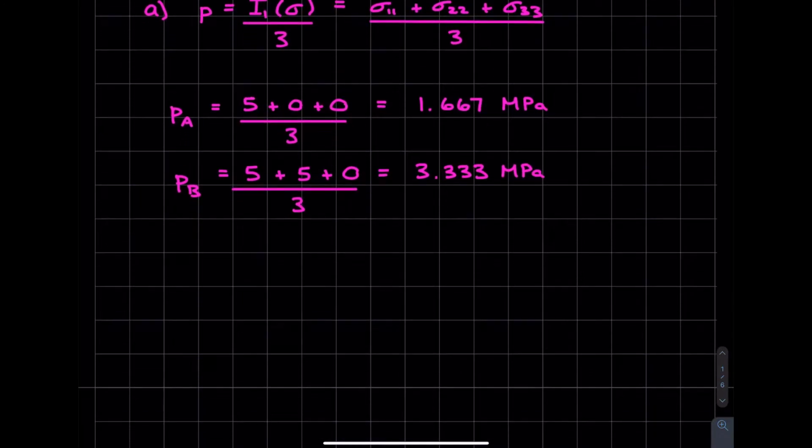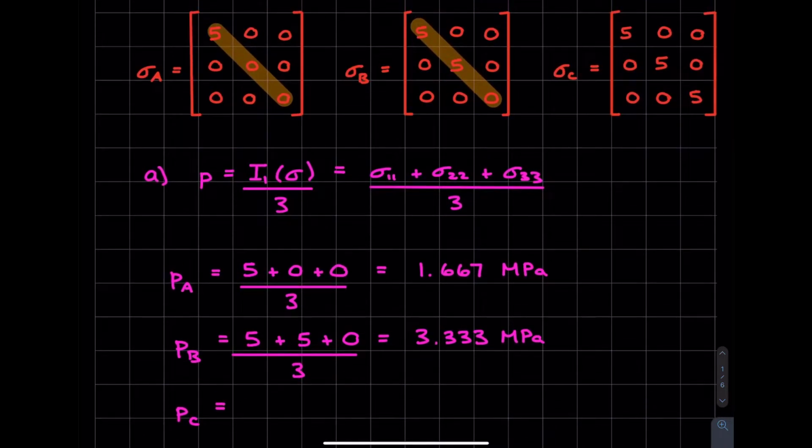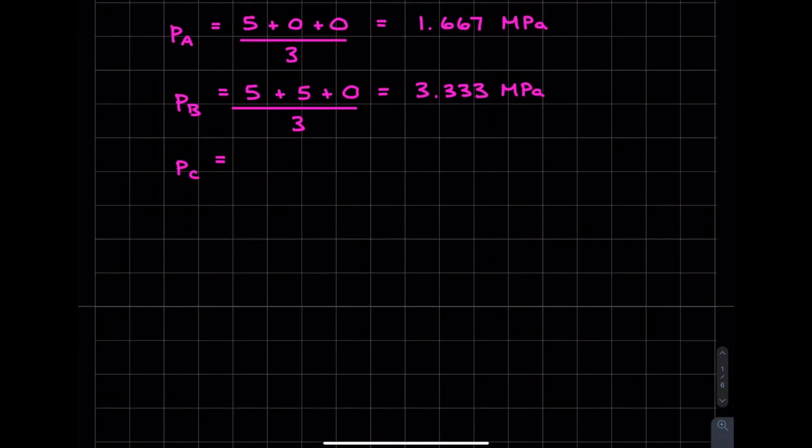Now finally, we go on to the last one. So we're going to say the hydrostatic stress of matrix C. So we're going to again add up all those diagonal components. If I look at C, I'm just going to highlight them. We see that all 3 are the same in this case, where it's 5, 5, and 5. So my hydrostatic stress is going to be 5 plus 5 plus 5, and we divide all that by 3. Well, we can see that this is going to be 15 over 3, which is simply just 5 MPa.